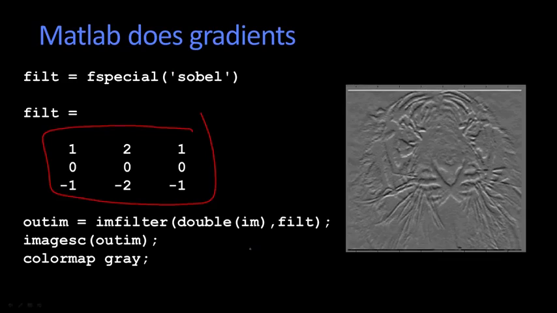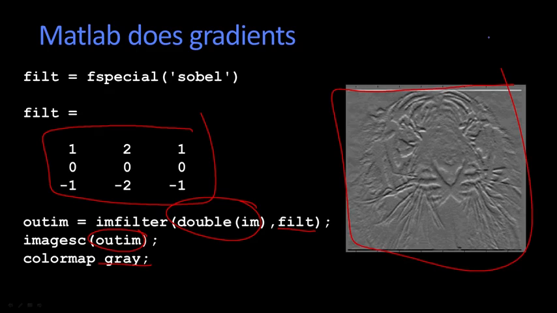And in this case, by the way, turn everything into doubles in MATLAB. If I apply that to some image, here's the double of my image, I apply the filter, and then I display it using a gray color map, and you can see it gives me that gradient image, okay? And that's the Y gradient only. It also gives you back the X gradient.